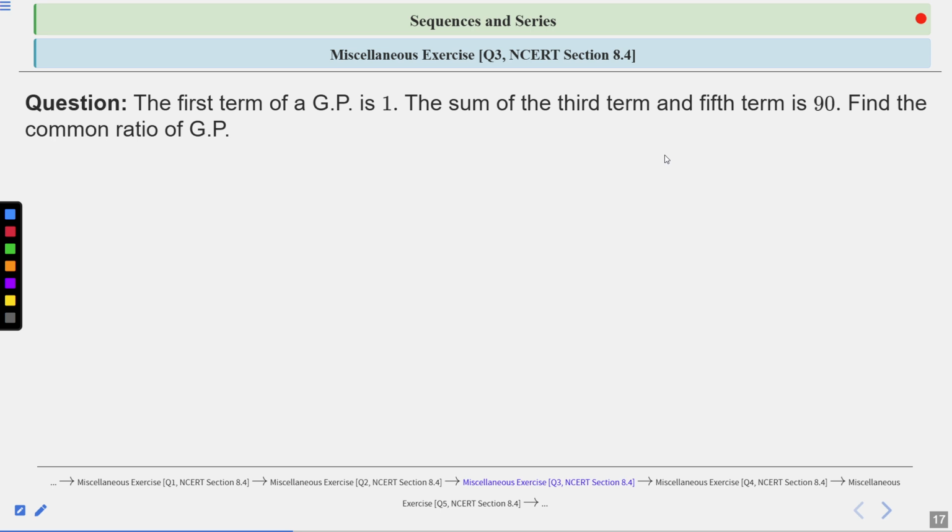a3 plus a5 equals 90. Find the common ratio of the geometric progression, meaning we need to find the value of r. The first term is given, and the relation between the third term and fifth term is also given. We need to find the value of r, the common ratio. Student, you have got some time. Try to solve it. Your time starts now.